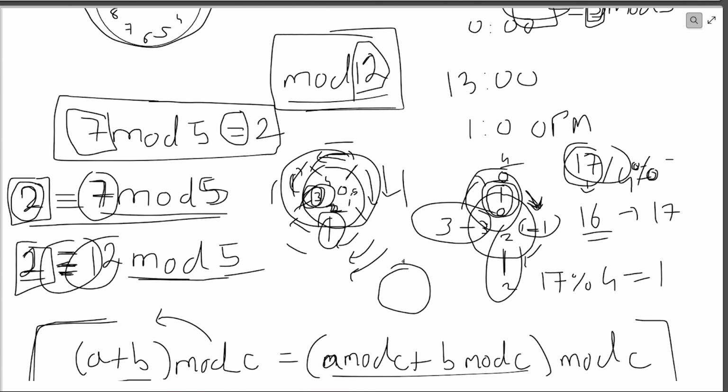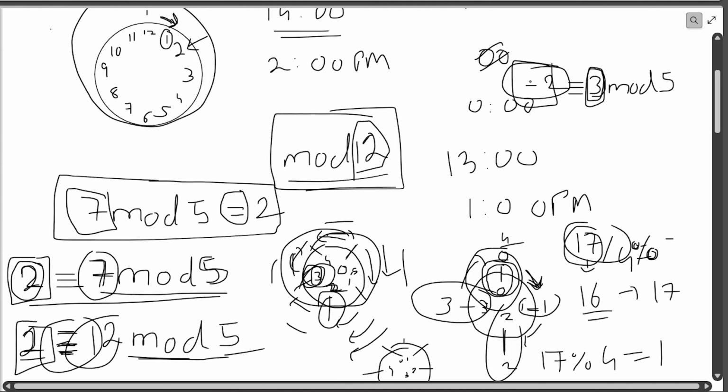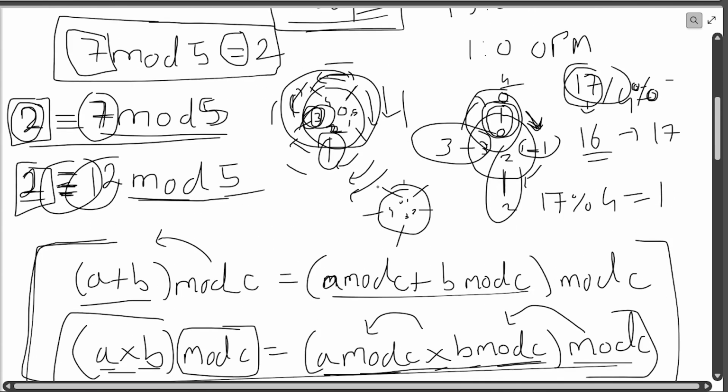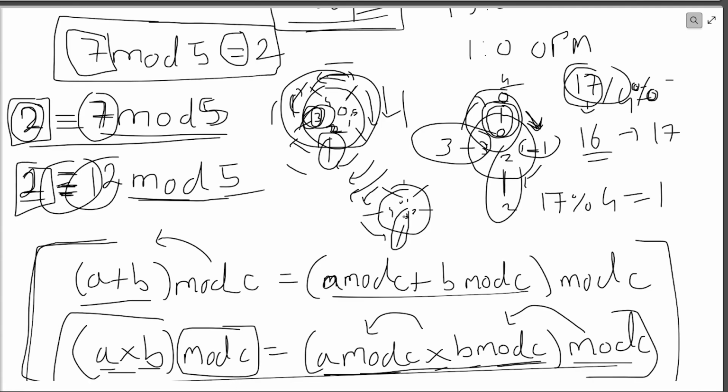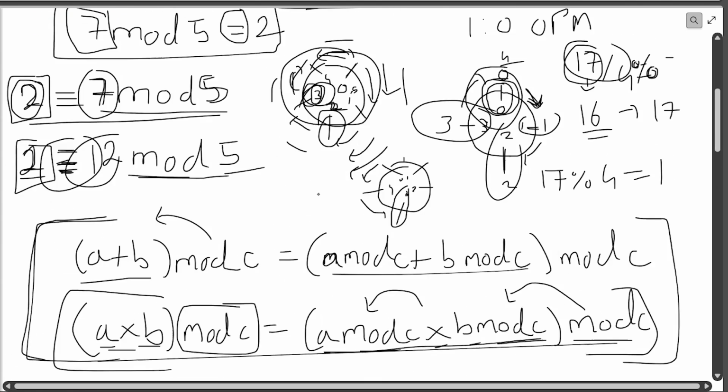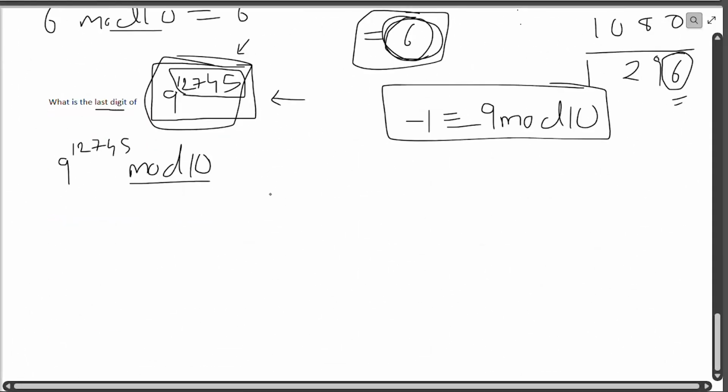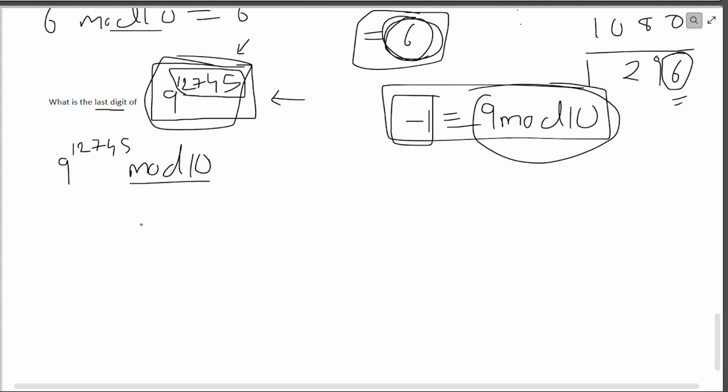I'll just redraw the circle as it has become very cluttered. So this is 0, 1, 2, 3, 4. Starting at 0, if you go minus 2 steps, so 2 steps but in the opposite direction, you are still landing at 3. So using this logic, we can write that 9 mod 10 is also equal to minus 1.